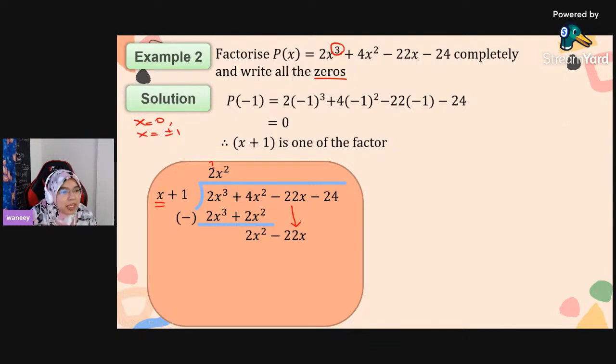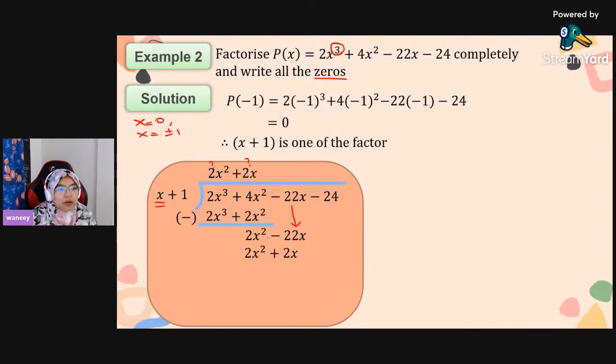Next, you have to think a little bit. X multiply with what? Again, another one. X multiply with what in order to get 2x squared? So the answer will be positive 2x. So we have to times with positive 2x. So x multiply with positive 2x, they will become 2x squared. 1 multiply with 2x, they will become positive 2x.